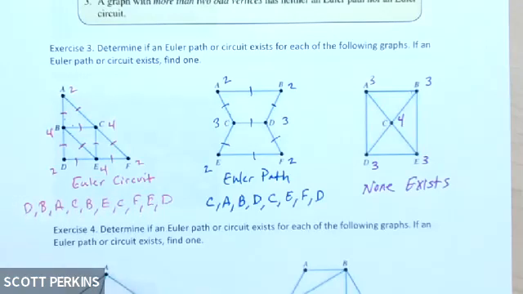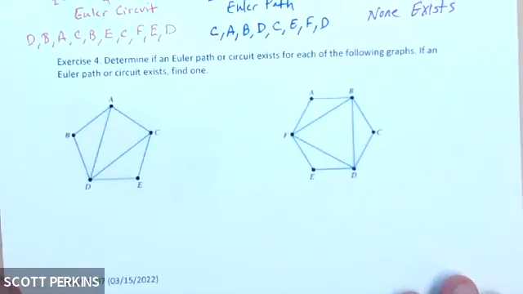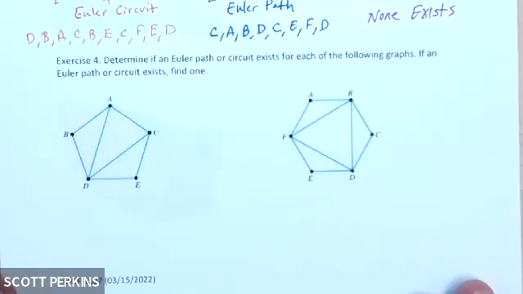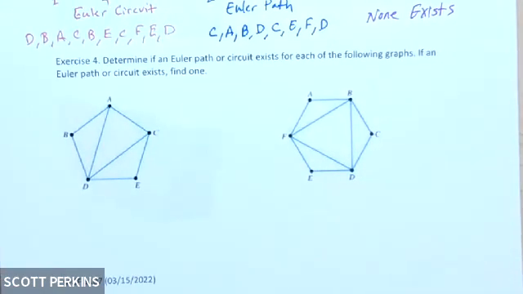Is this starting to sink in? We doing okay? Yeah. Okay, another opportunity to do it. Basically that's everything for this section. We're just going to practice discerning the difference. So exercise 4, I've just given you 2 more graphs. Determine if an Euler path or an Euler circuit exists, and then if either exists, give an example.